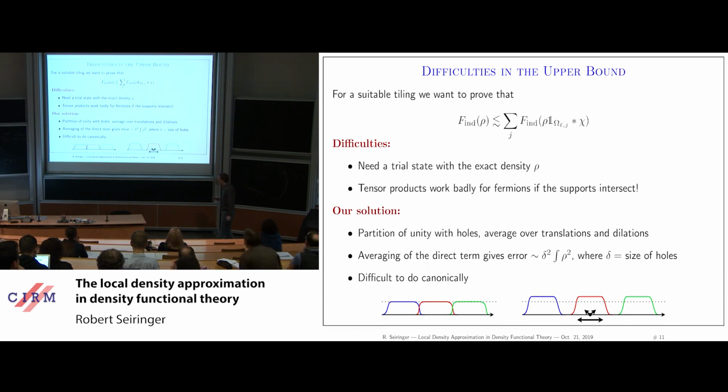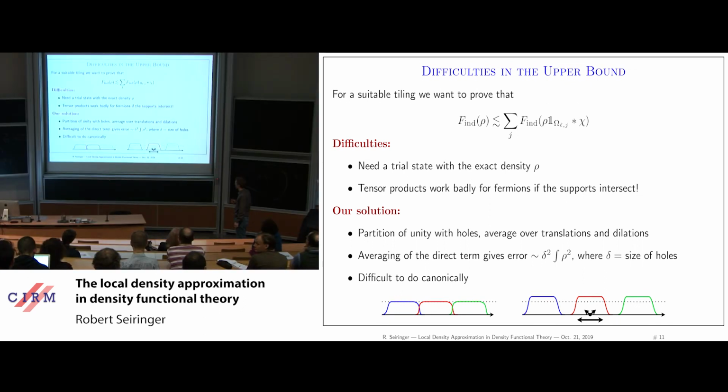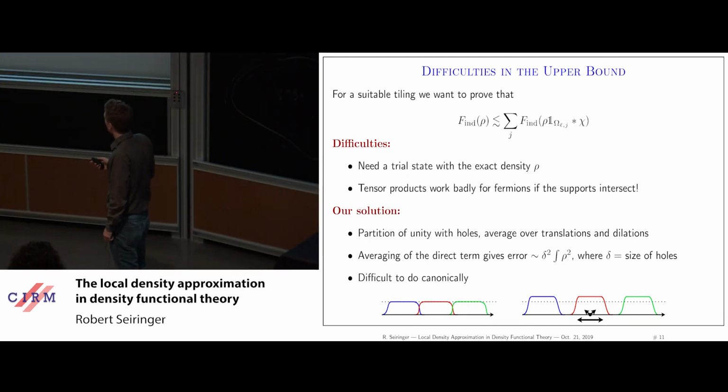This way, we can obtain, first of all, a trial state with the right density, and then, from this averaging, we have to control also the error on the direct term, the Coulomb term, which turns out to be of the order of delta squared, where delta is the size of these holes. Then one has to put things together, one has to optimize over error terms. It's a long calculation, but this is a key ingredient. So this was basically just to convince you that this is a difficult problem. Even the upper bound is actually far from straightforward.